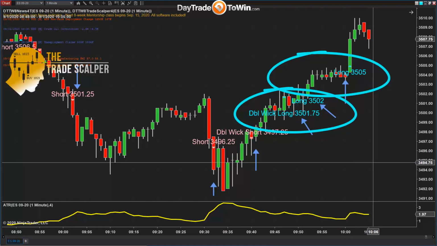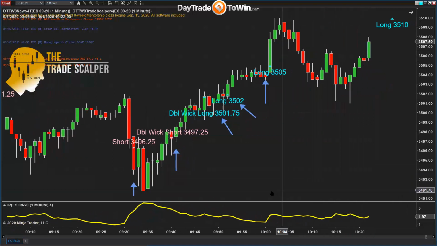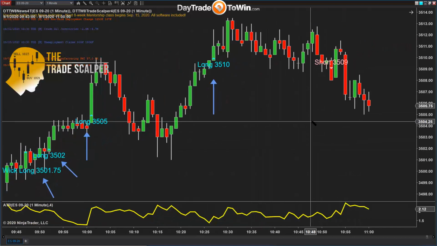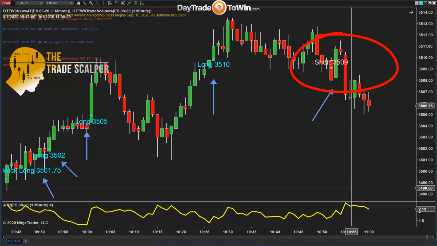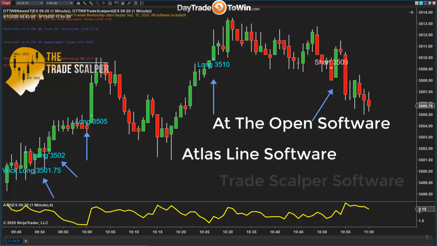So here we're up already for the day, and there are at least 5 trades taken. Here's a 6th trade to go long. Here's a short. Now we're about 7, 8 trades into the day, and I think that this is enough at least to trade the first few hours of the day and stop. So this is the TradeScalper, the first few hours of the day, showing you what's possible each and every day using the methods, both the At the Open, the Atlas line, and the TradeScalper.